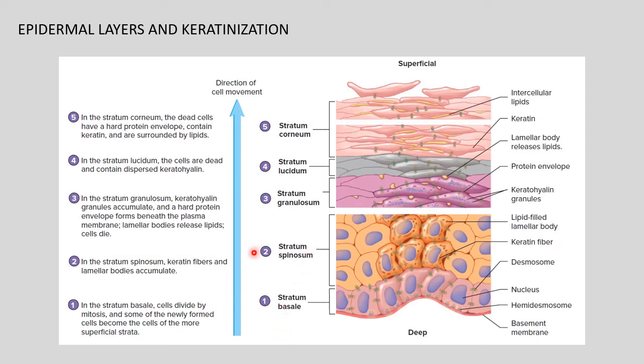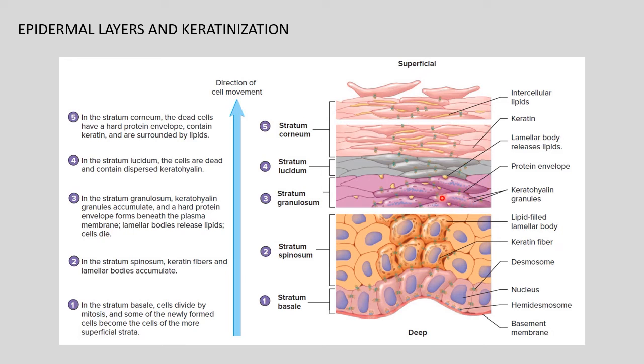So on top of your stratum spinosum is your stratum granulosum, okay? This is a layer that consists of 2 to 5 layers of flattened, diamond-shaped cells, lying flat because the long axis of these cells is parallel to the surface of the skin. Now, the stratum contains protein granules, which you call your keratohyalin granules. That's why it is called granulosum, because of these protein granules, your keratohyalin, accumulating inside the cytoplasm.